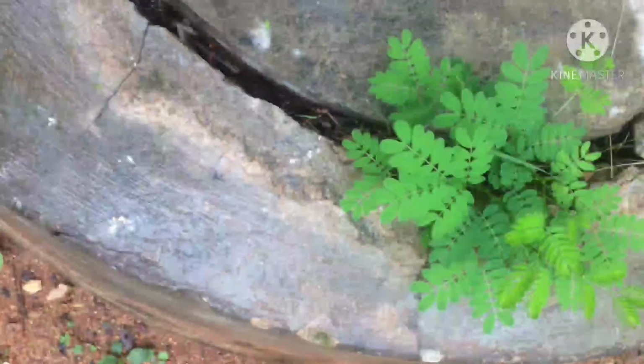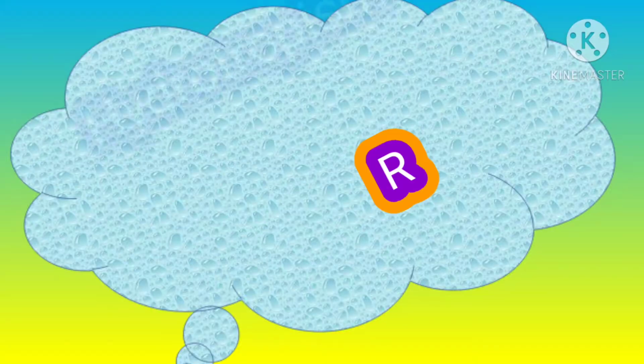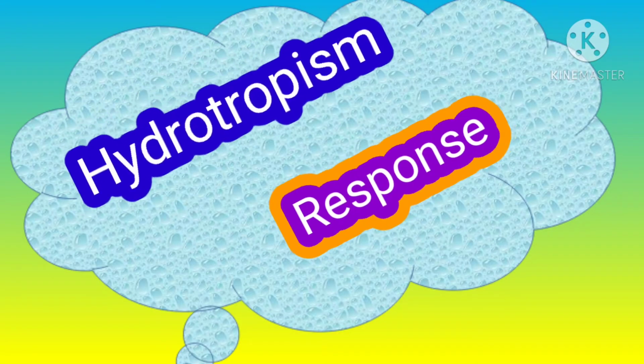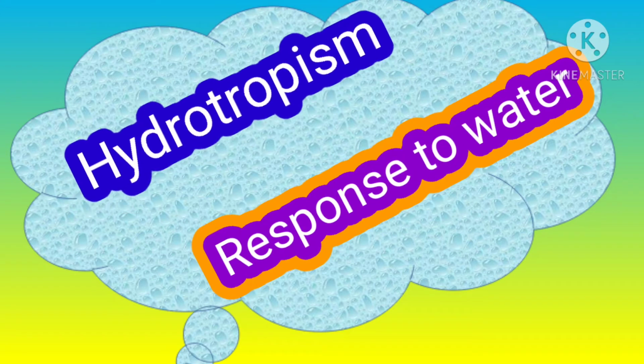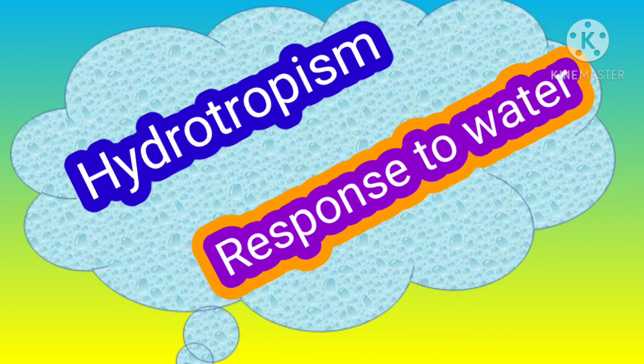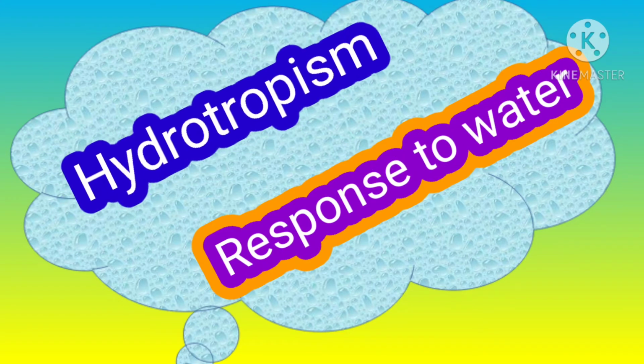Observe this plant. Some plants grow near rocks or wall sides. We notice that the roots of those plants grow in one direction, away from the rock or wall, where water is available in the soil. This type of response to water is called hydrotropism. Hydro means water, tropism means movement.